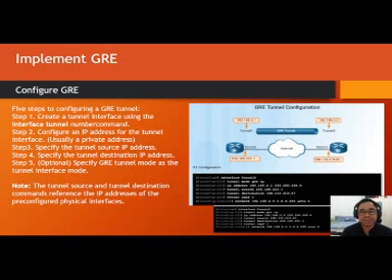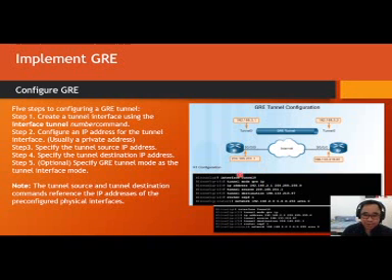So, five steps to configure a GRE tunnel. Okay, step 1, create a tunnel interface using the interface tunnel command. In the configuration, you type interface tunnel and you put where you want to start, usually 0. Step 2, configure an IP address for the tunnel interface. It's usually a private address, like 192.168 and so on.